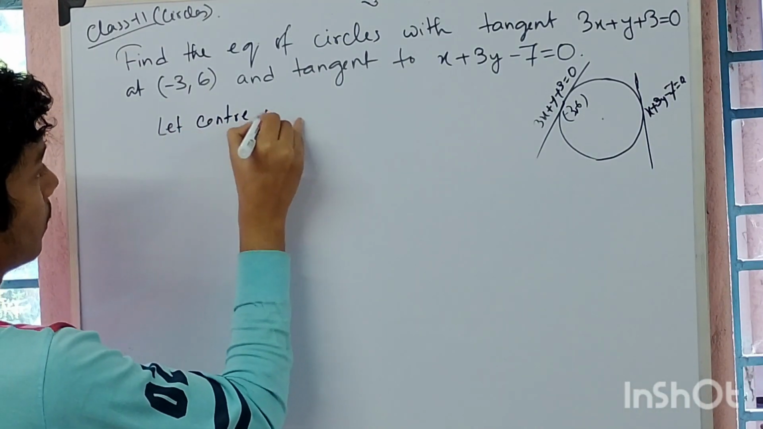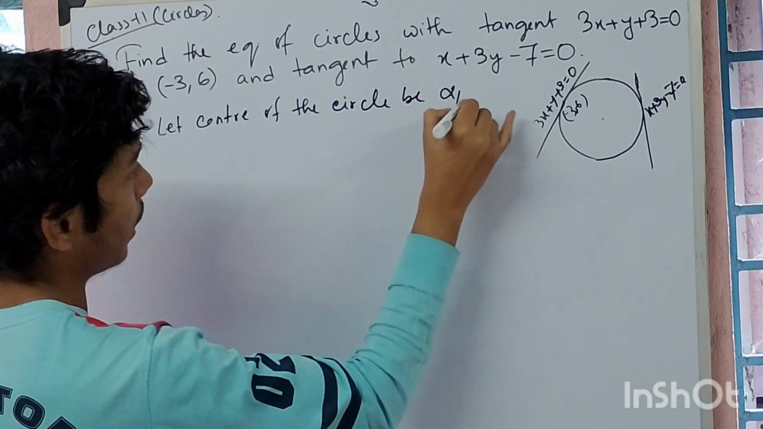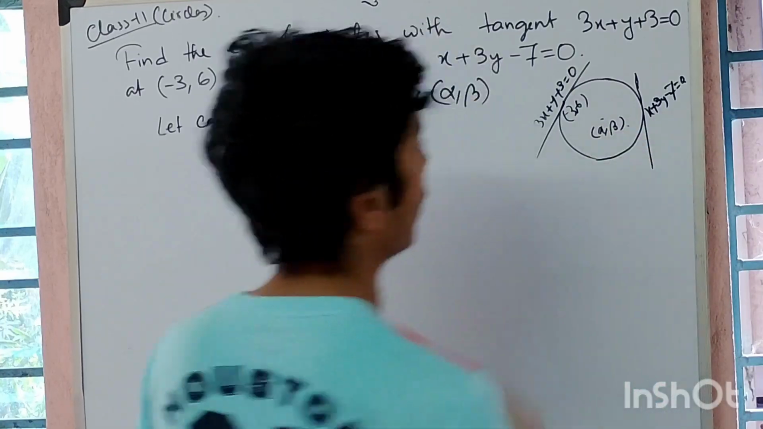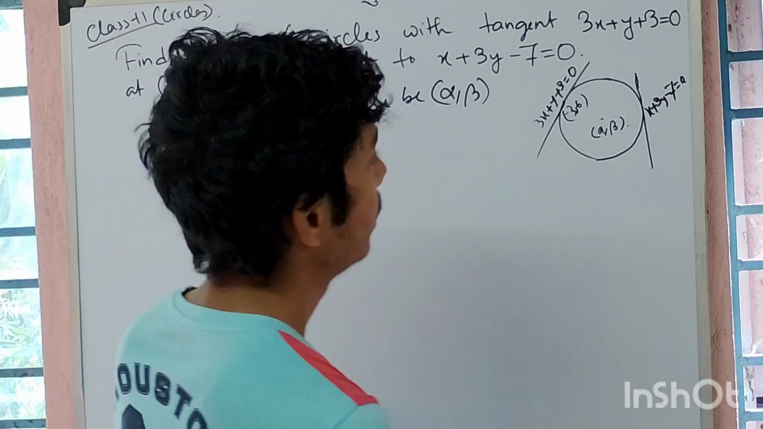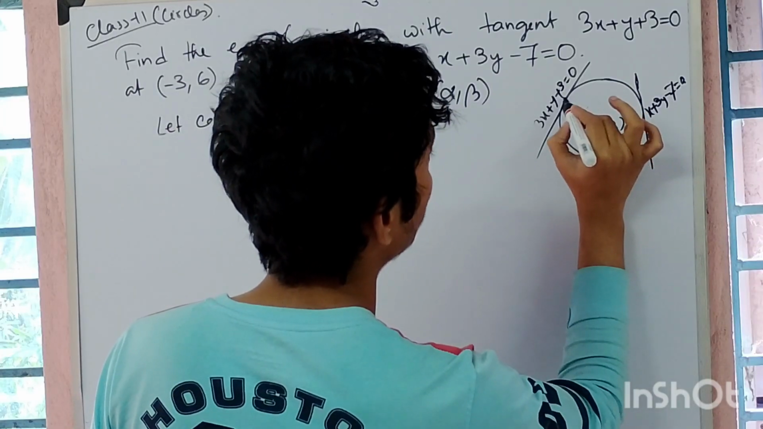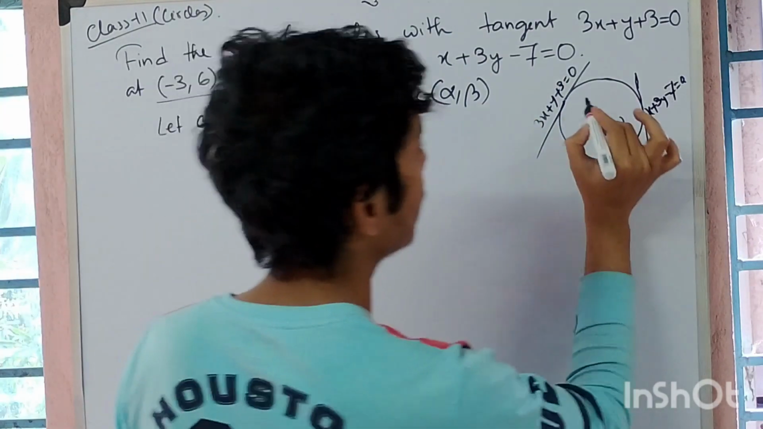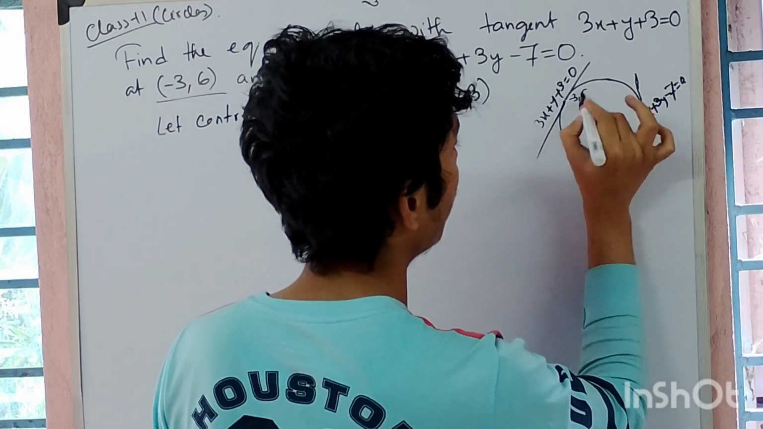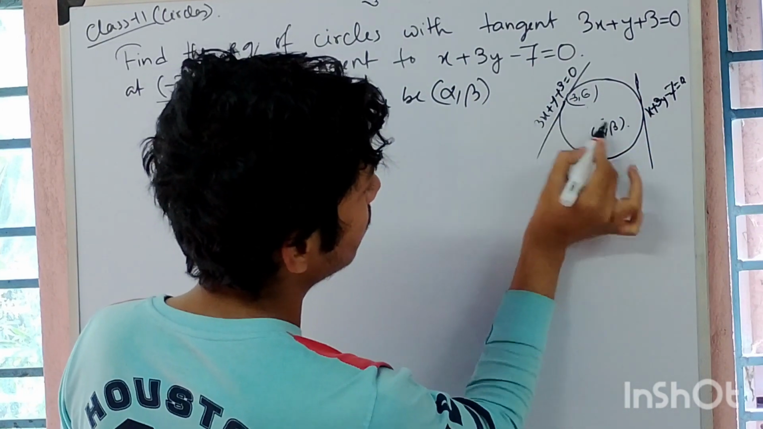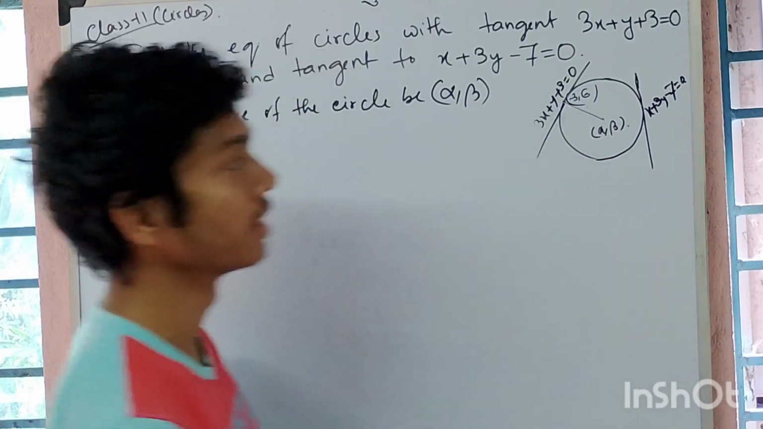Now let the center of the circle be alpha comma beta. I am taking this center as alpha comma beta. Now, if I join these two points, the given point is minus 3 comma 6 and the center. I am drawing a line from this point to the center.